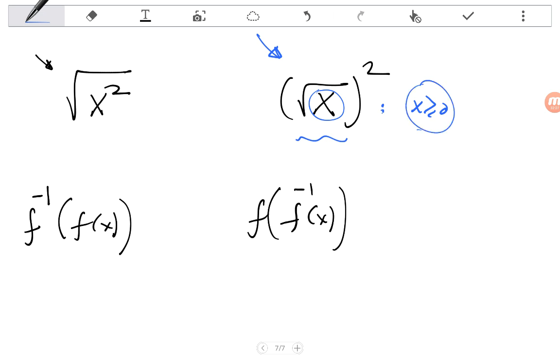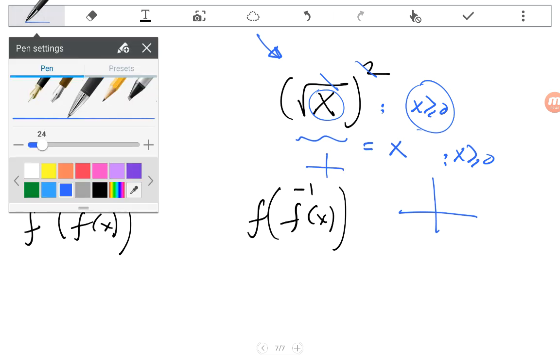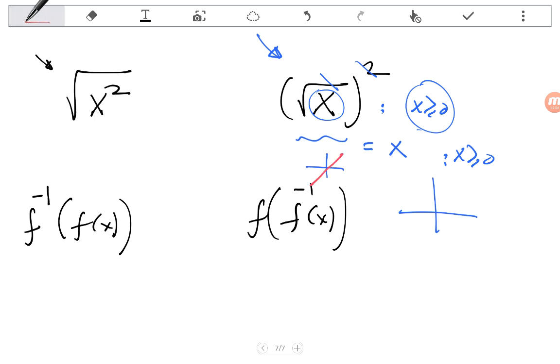Now, after I have put this condition, I can simplify. What would be the result? The result will be as if this cancels this, and that would be x. But I must put this condition, x greater than or equal to 0. So what is the graph of this function? It is not the conventional x, which is like this. No, this is x, but only on the positive side, x greater than or equal to 0. Okay? You understand what I'm saying?